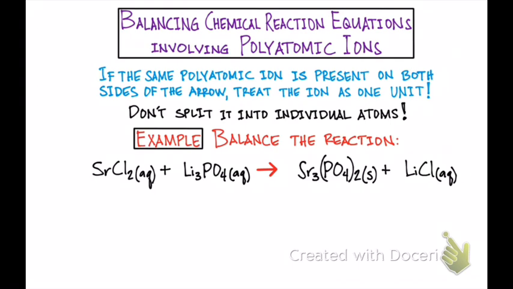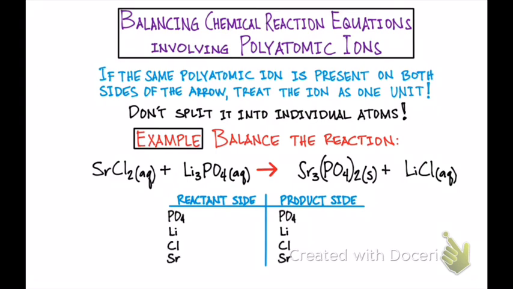Here's an example. Again, the first step here is to count the number of atoms. Here you can see that the polyatomic ion phosphate is present on both sides, so we'll have to keep it as a single unit as shown here.